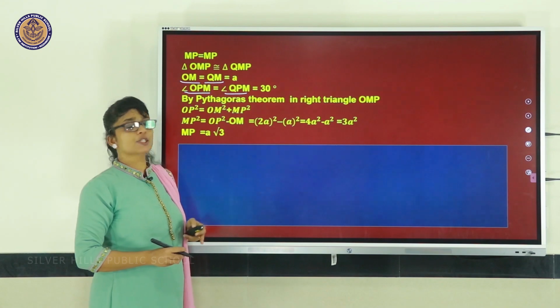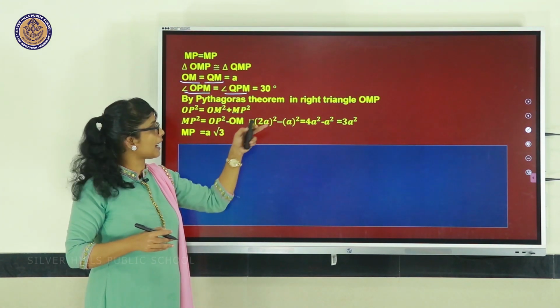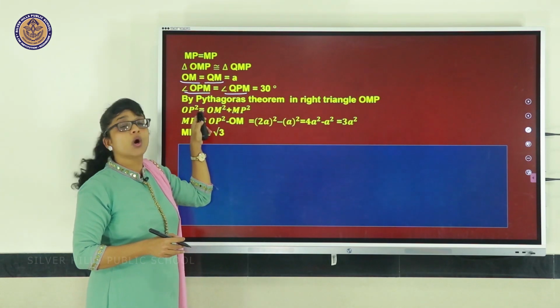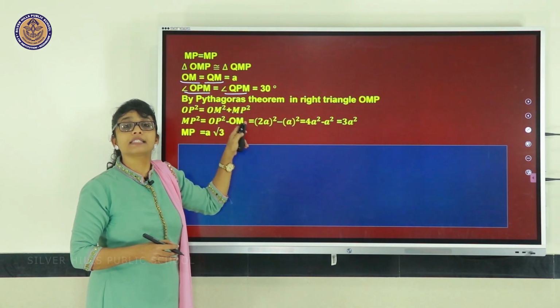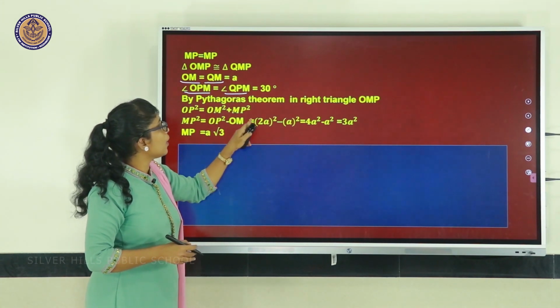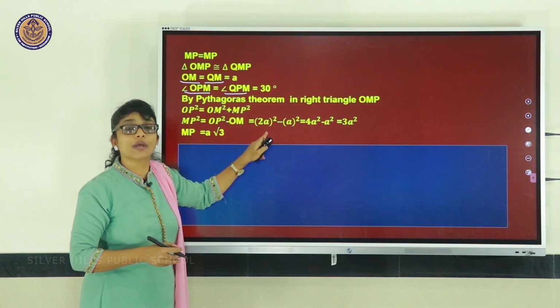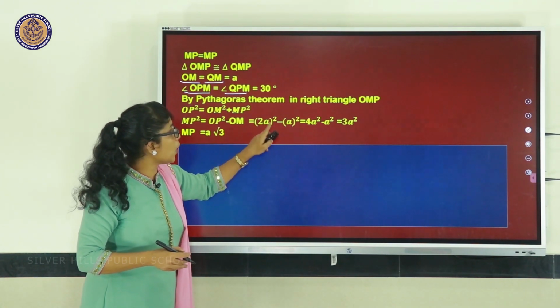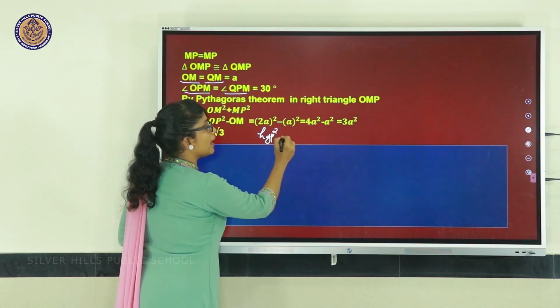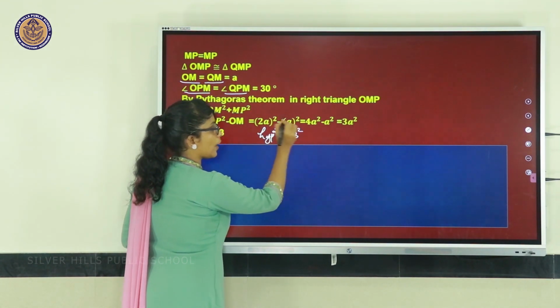What is the Pythagoras theorem in right triangle OMP? OP square is equal to OM square plus MP square. And what is OP here? OP is equal to 2A, so 2A all square, that is hypotenuse square, minus base square.